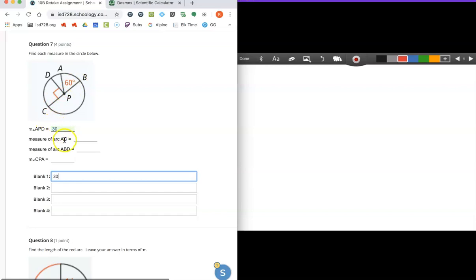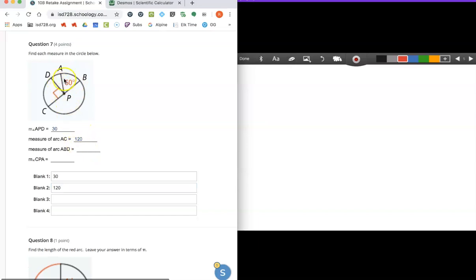Arc AC, that shouldn't be too tough either. Arc AC, well, AC on the outside is whatever these two angles add up to on the inside. If this is 30, like we just said, and this is 90, the arc A to C has to be 120. Another way to look at it, if AB is 60, these two arcs need to make 180. 180 minus 60 is also 120.